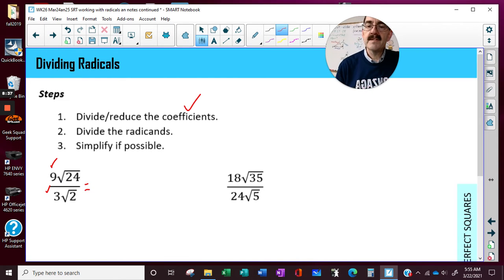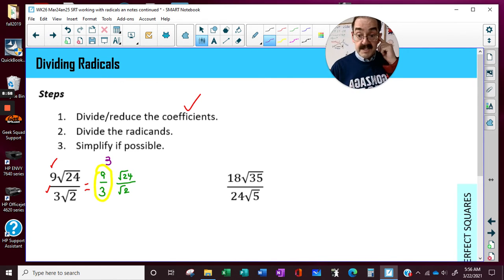Okay, I'm going to rewrite this. 9 over 3, square root of 24, square root of 2. So first we know 9 over 3 is 3. But this part is not as easy. We have to study this. Now, we know that anything divided by itself is 1, like 3 divided by 3 goes away, and we get 1.